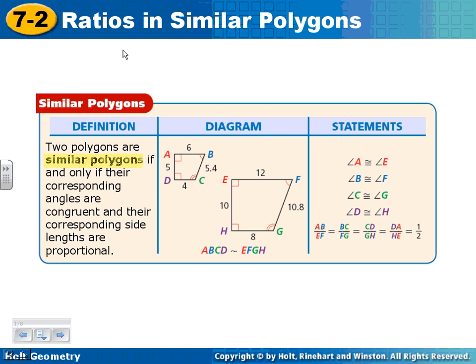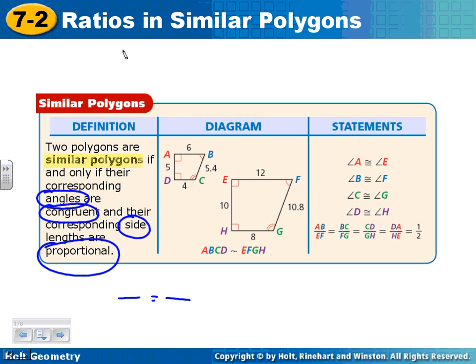Next slide. Similar polygons. Here's the definition that reads, two polygons are similar polygons if and only if their corresponding angles are congruent and their corresponding side lengths are proportional. You need to keep that straight. Have this memorized. Similar. The angles are congruent. The sides are proportional. Now, proportional meaning it's a fraction equal to another fraction.